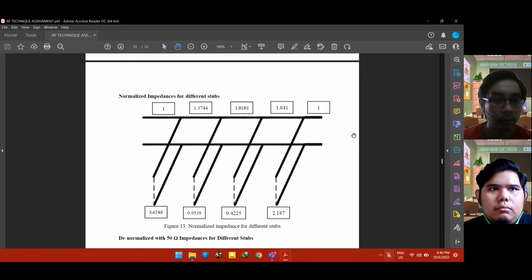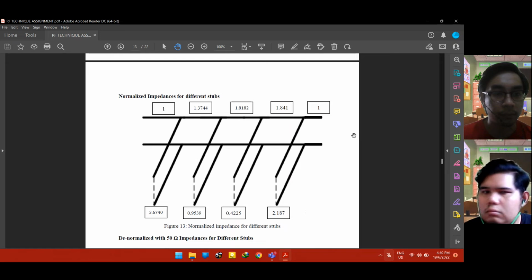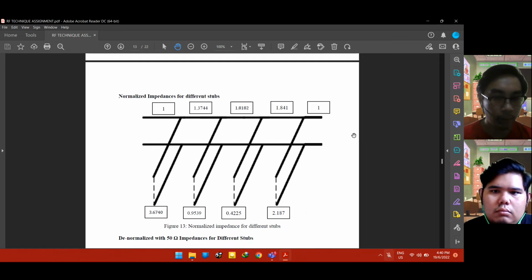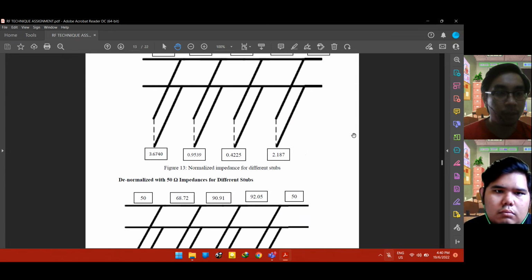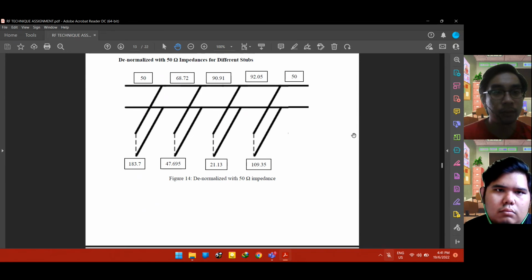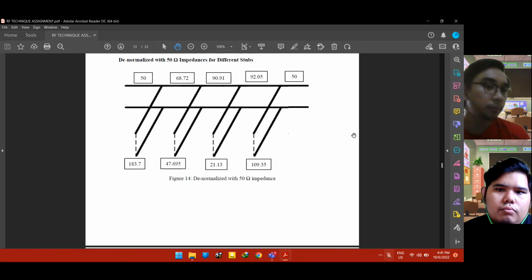And then followed by the value that we get. After we normalize the impedance from a different stub, we go to denormalize with 50 ohm impedance for the different stub, which is the value we get from normalize multiplied by 50 ohm.